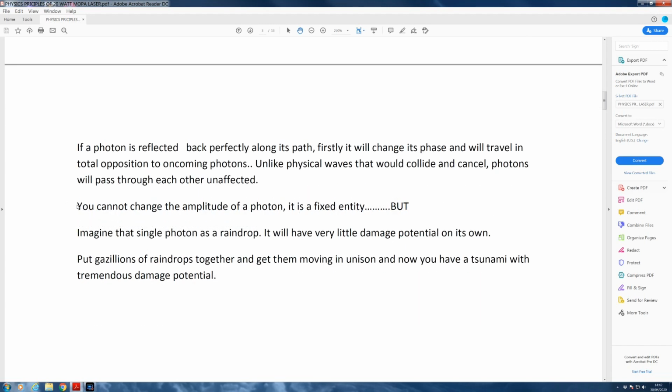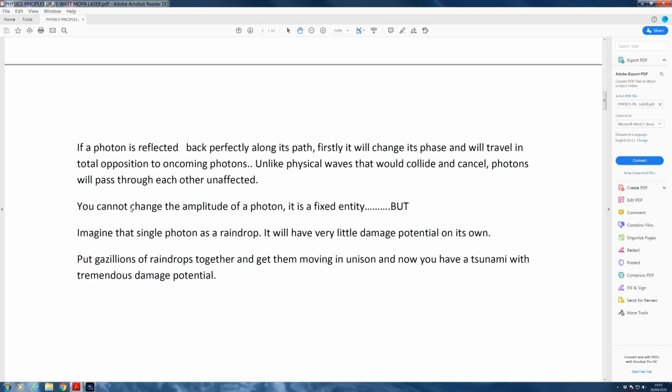Now, a photon is a little packet of energy, which is a fixed packet of energy. If you want to imagine it as a wave, it has a certain amplitude or volume. You can't change that. So if you want more light intensity or light density, you need to pack more photons into the same physical area or volume. So therefore, I suppose, if we imagine a single photon as being like a raindrop, it will have very little damage potential. But if you put millions and billions and gazillions of them together and move them in unison, that now becomes a wave.